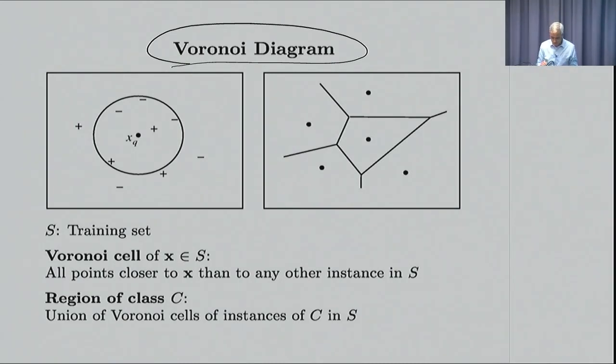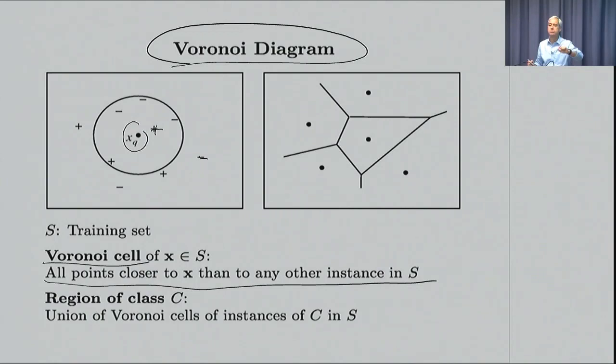I have my negative examples, I have my positive examples, and then XQ is going to be my query. I want to classify my query. So first of all, what is a Voronoi cell? The Voronoi cell of a training example is just the set of all points that are closer to it than to anybody else. It's the region in space where it wins.